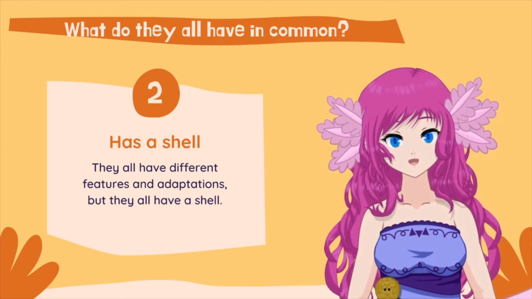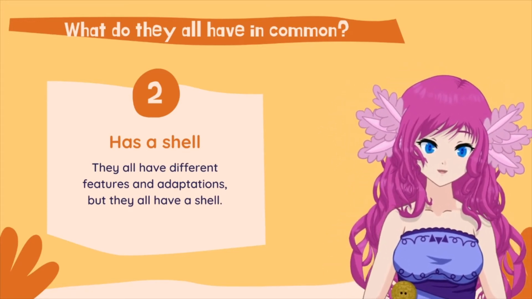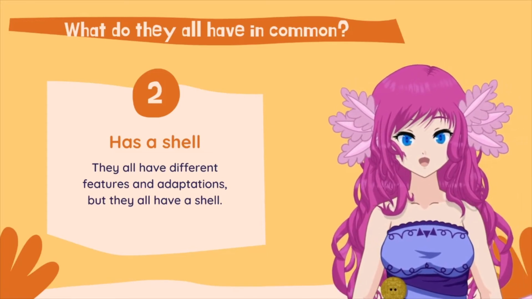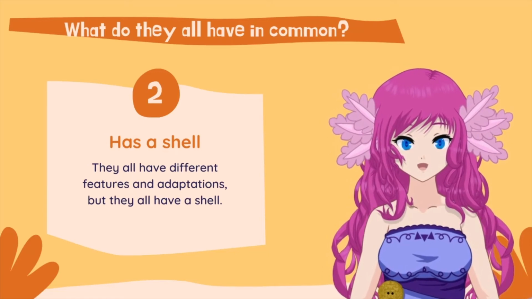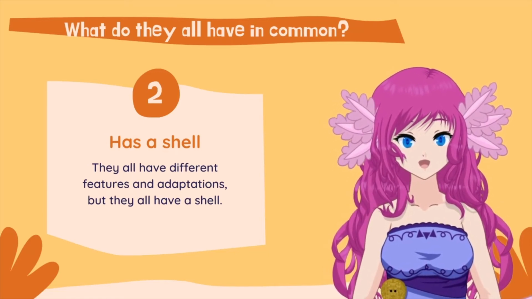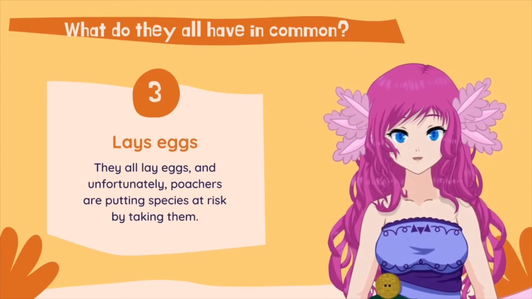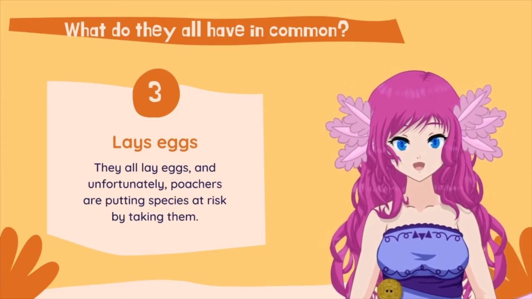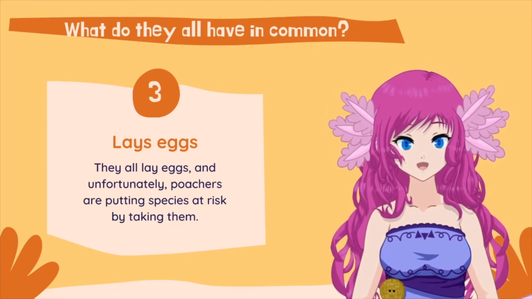They all have different features and adaptations, but they all have a shell. Turtles and terrapins have shells that are usually thinner and more hydrodynamic. Tortoises have rounded dome shells. All of their shells are made of keratin, just like your hair and nails. They all lay eggs. Turtles have enough to worry about when it comes to keeping their eggs safe from predators.